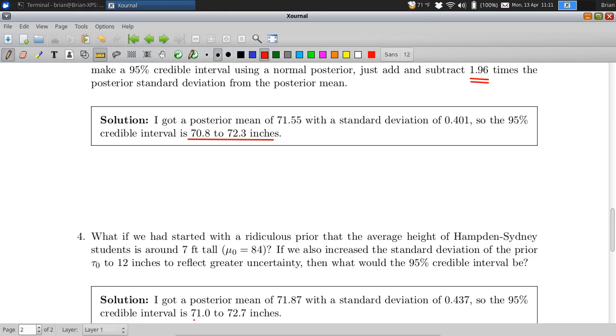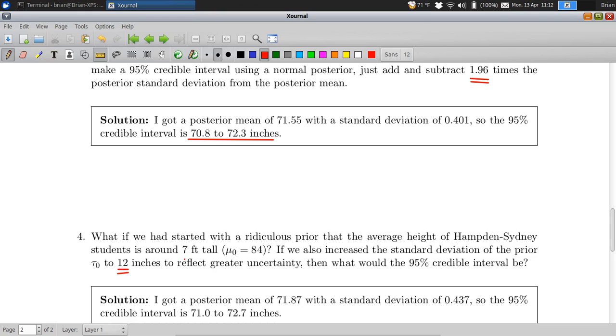But even if you started with a bad prior, it kind of comes out okay in the end. Now you do have to be careful about that. If you start with a bad prior and you set your uncertainty level really low and say, I'm absolutely sure that Hampton-Sydney students are 7 feet tall, then it's going to take a lot of data to fix that bad prior. So just keep that in mind.